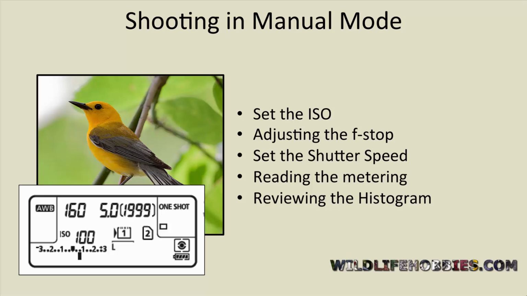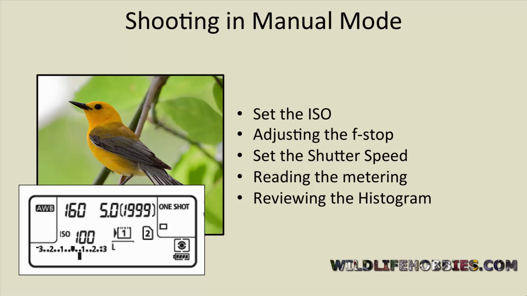In manual mode, when you're just starting out, I would set the ISO to 1600. I would set the f-stop to be f9. F-stop controls the depth of field. It's how much in front of the focus point and behind the focus point is sharp. F9 gives you a reasonable sharpness.